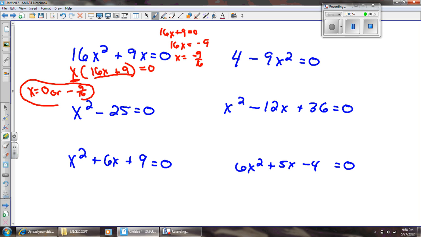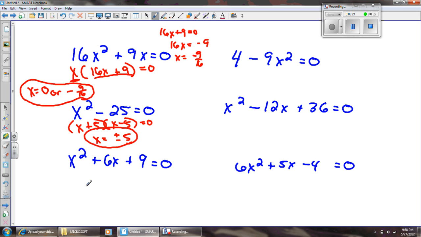Okay, so remember I'm doing two types of problems at once here. I'm doing factoring problems and I'm also solving them. All right. This pattern here, x squared minus 25, that's the difference of perfect squares. So that's going to factor as x plus 5 as a quantity and x minus 5 as a quantity. And that means x is going to equal plus or minus 5.